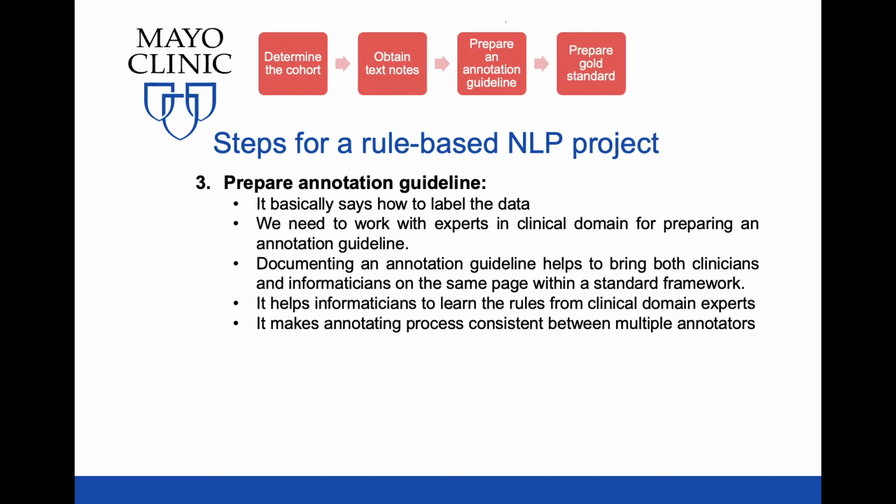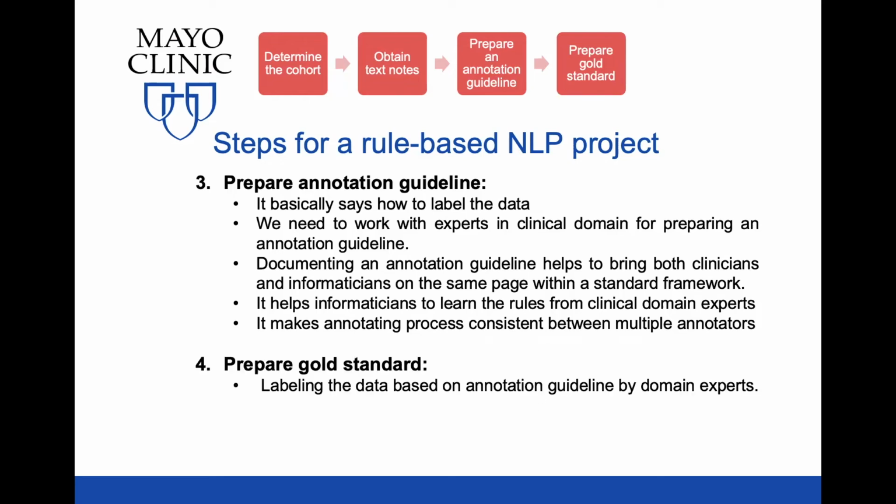When we have the annotation guideline ready, we need to prepare a gold standard. The gold standard is actually labeling the data based on the annotation guideline by domain experts. Because, for example, I as an informatician cannot label and detect the type of surgery, but we should ask surgeons or medical experts to label the data. When we have the gold standard ready, we usually pick one side of the data for training purposes, and we put aside one part of the data for testing our NLP algorithm.